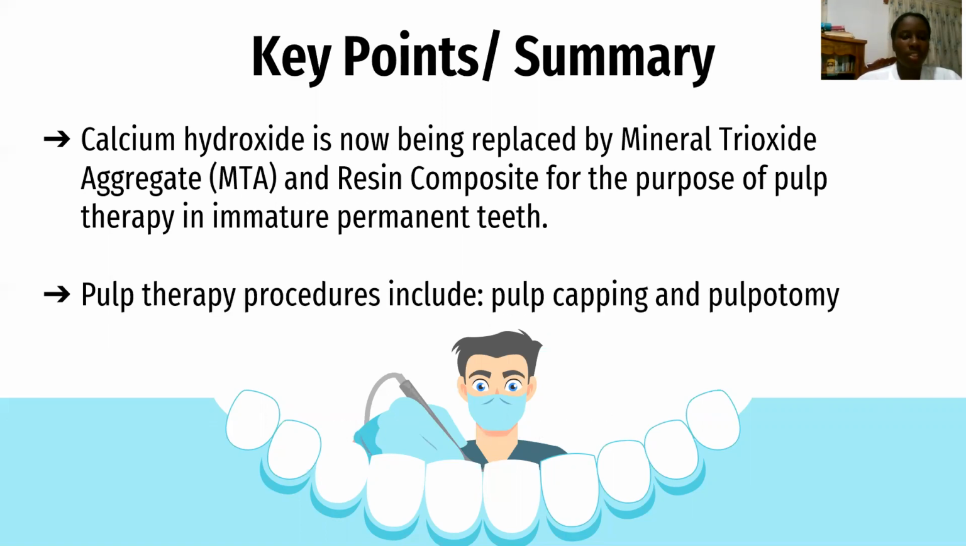Pulp therapy procedures spoken of would include pulp capping, which can be direct or indirect. In indirect pulp capping, you'd have dental material being placed on the remaining porous dentine above the pulp. And direct pulp capping would involve treating the exposed vital pulp by sealing the pulpal wound with a dental material. Pulpotomy will be removing the coronal portion of the pulp and leaving the vital radicular portion of the pulp intact.